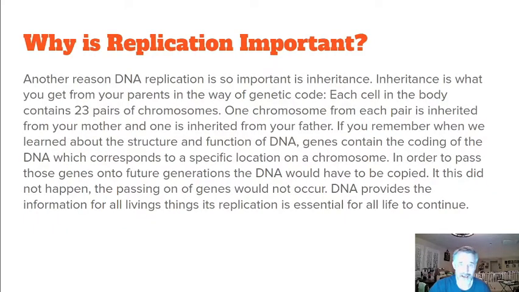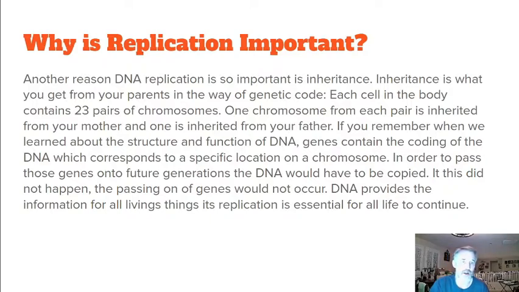Another reason DNA replication is so important is inheritance. Inheritance is what you get from your parents in the way of genetic code, right? So each cell in the body contains 23 pairs of those chromosomes that we were looking at. One chromosome from each pair is inherited from your mother, and one is inherited from your father. So if you think about it, you have 23 pairs of chromosomes. Half of them come from your mom, half of them come from your dad.